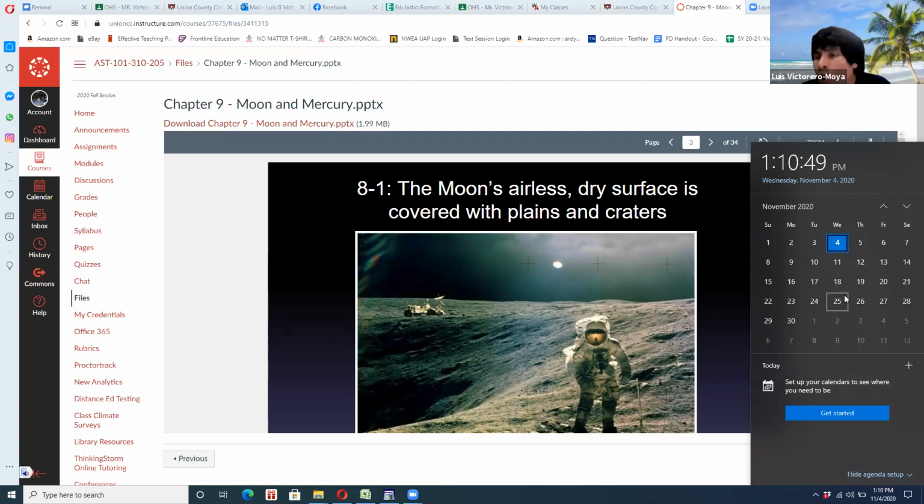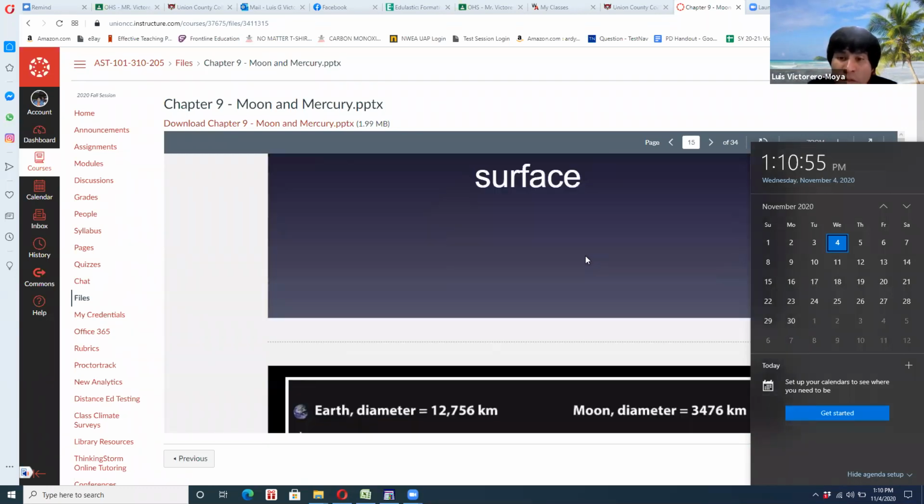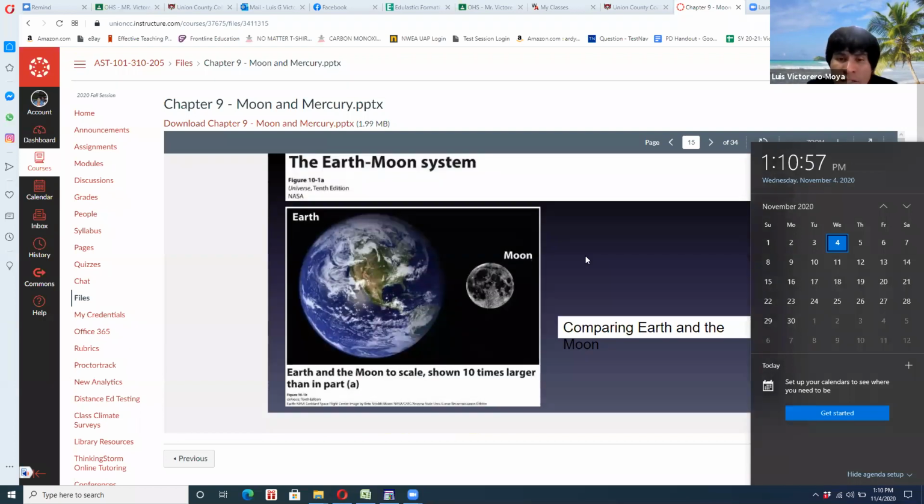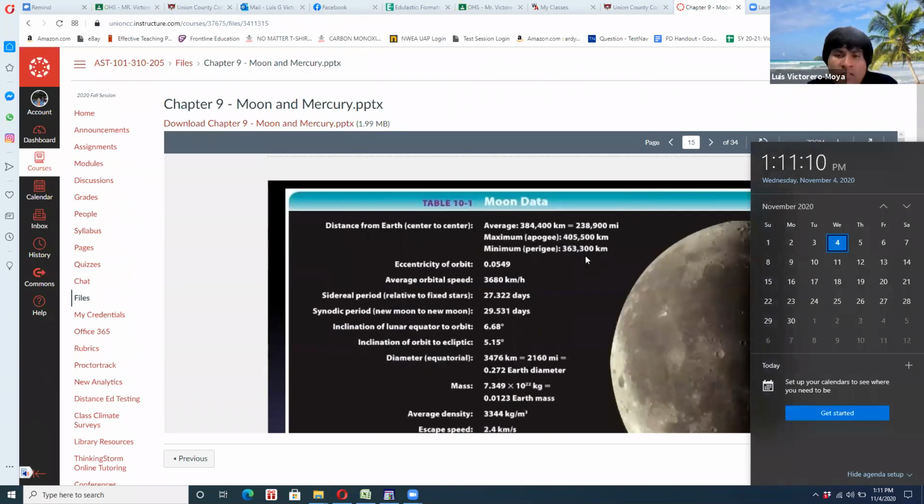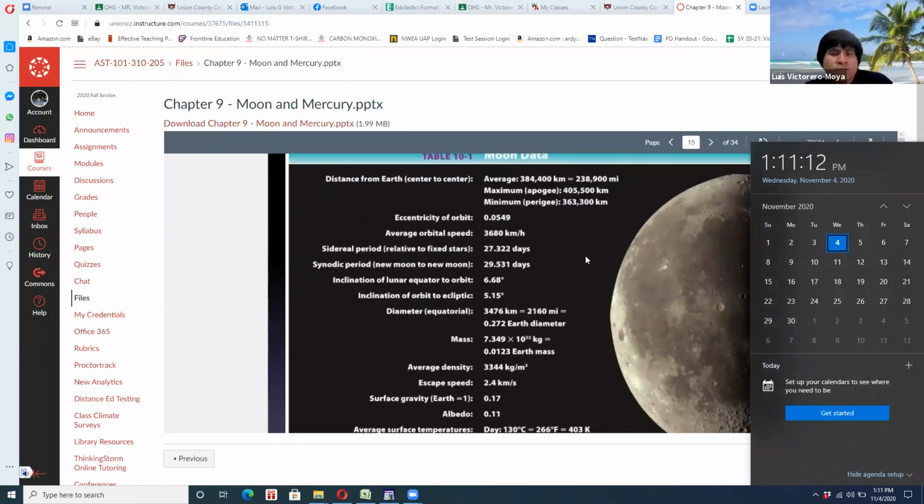The moon has been walked by 12 people, all American males. The moon doesn't have any atmosphere, all right? Just to see a comparison there, you can see that the Earth compared to the moon in terms of scale is around 10 times larger, right? If we look at that picture there. And then there are some properties here.